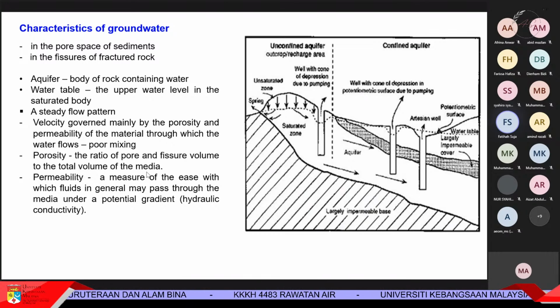And it also depends on the permeability. Permeability is a measure of the ease with which fluids in general may pass through the media under a potential gradient. Okay, and this is what you call the flow of fluids through media, and you also call this hydraulic conductivity. I think you have come across this term, permeability as hydraulic conductivity, in your earlier class.